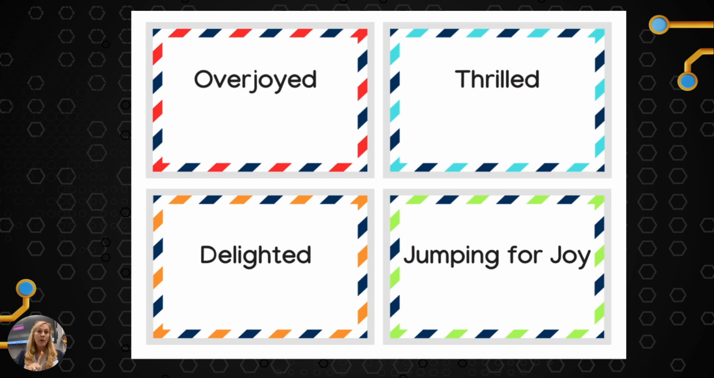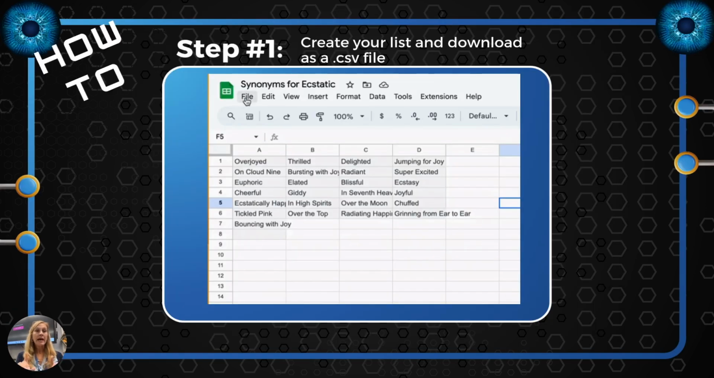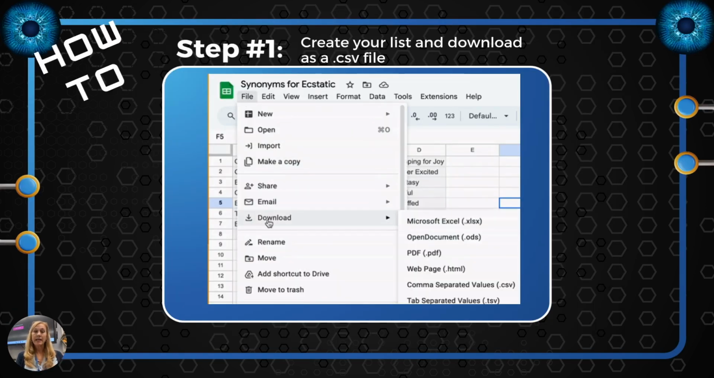So for mine, what we were doing was we were playing a game with our keyword being the word ecstatic. And I needed a list of words that were related to the word ecstatic. I used ChatGPT to help me out. So ChatGPT generated me a list of a whole bunch of synonyms. I then took those synonyms and I put them in a spreadsheet, as you can see here on the screen.